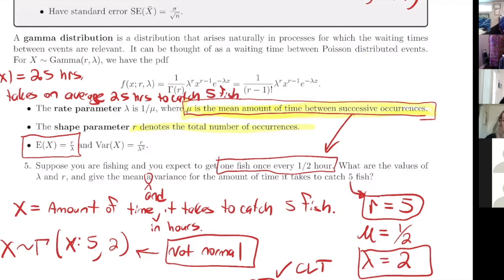So that's how we could interpret that value. It takes on average 2.5 hours to catch 5 fish. That makes sense if it takes about a half hour in between catching fish, right? So that's why we are simply taking 5 fish times half an hour per fish. That gives me 2.5 hours.